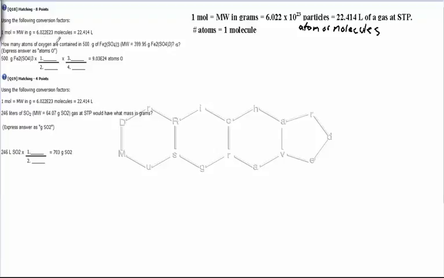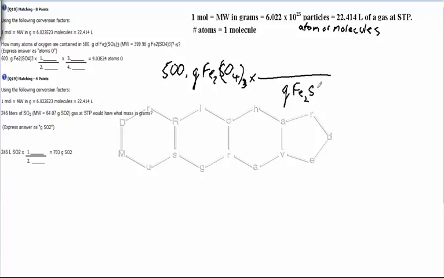Okay, in this example, how many atoms of oxygen are contained in 500 grams of Fe2(SO4)3? Alright, so we're going to start off with 500 grams of Fe2(SO4)3. We'll do times in a line. Now we know grams of Fe2(SO4)3 is going to be on the bottom.